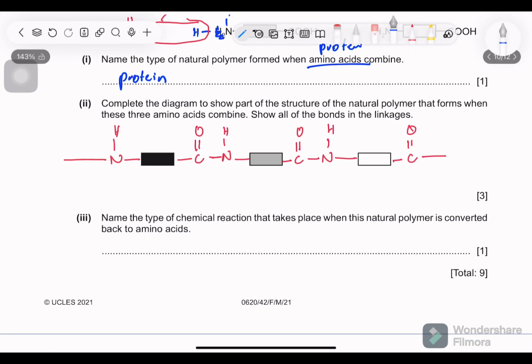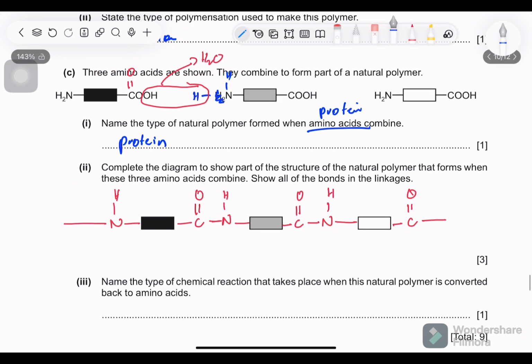Name the type of chemical reaction that takes place when this natural polymer is converted back to amino acid. So this was condensation when it was polymerized, and now when we break the polymer, we need to add the water back. If we react this by acid or water, then it will be converted back to the monomer. So this is reaction with water, which is hydrolysis, in which water is being used to lysis means destroying or breaking the bond.